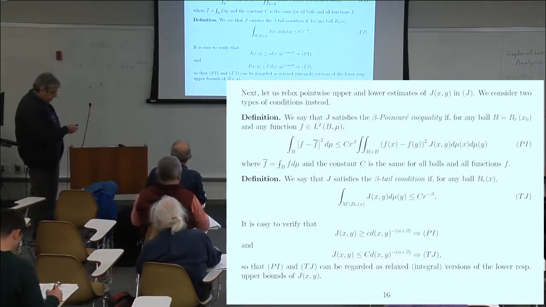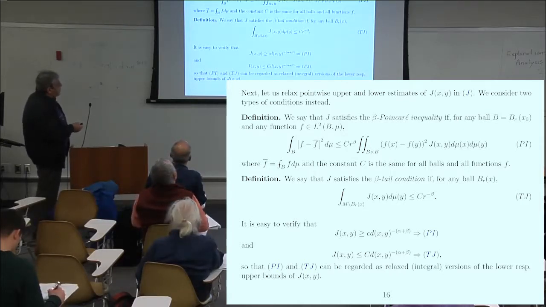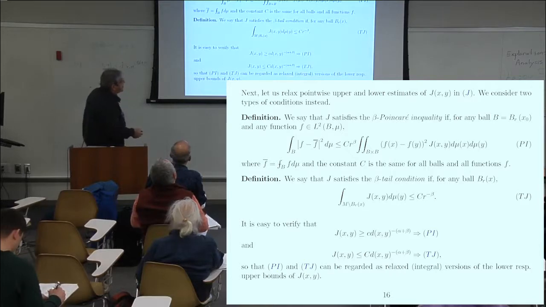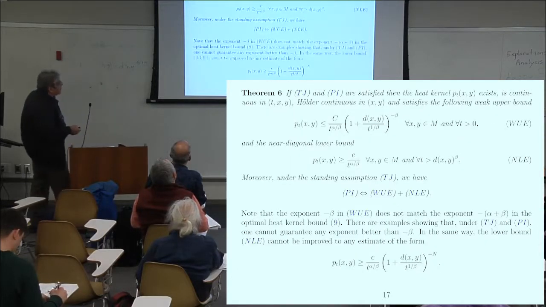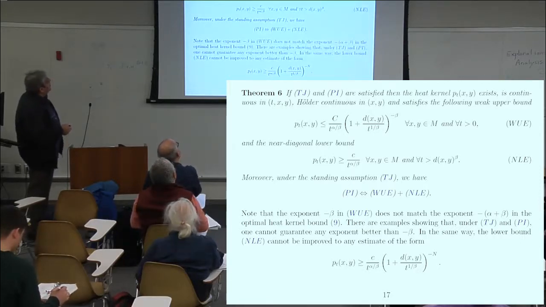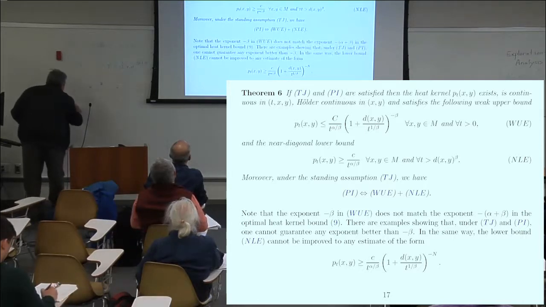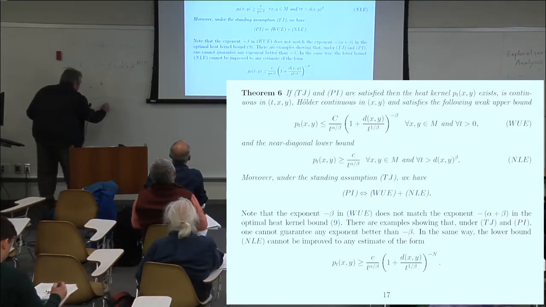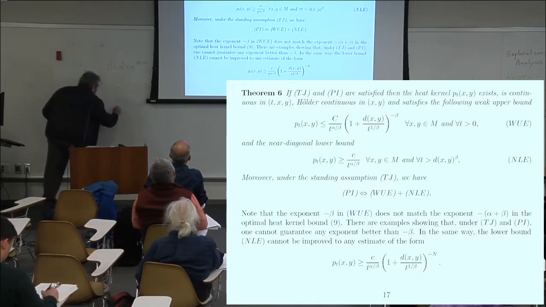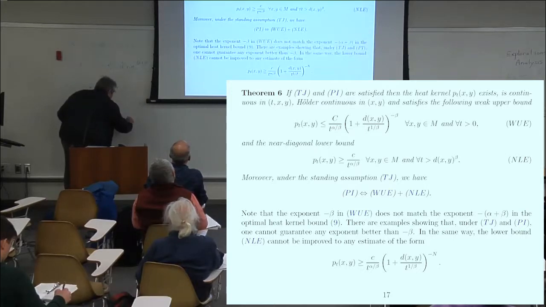So then it turns out that one can say something about heat kernel bounds in the presence of these two relaxed conditions. Here is the main theorem: if the tail condition and Poincaré inequality are satisfied, then the heat kernel exists and is continuous and so on, and satisfies the following bounds. These bounds are not as precise as they were before. The most desired estimate of the heat kernel was this one, the on-diagonal term, and then the off-diagonal term to the power minus alpha plus beta.